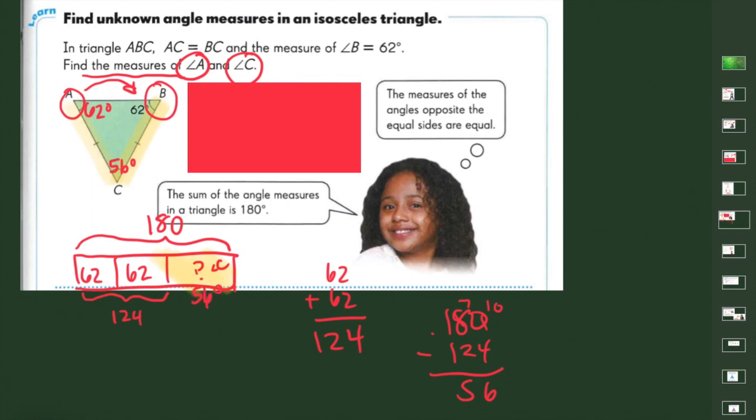Now, we can always check it, right? We could add 62 plus 62 plus 56. And if we were right, our total should be 180. So 6 plus 2 is 8, plus 2 is 10. 6 plus 6 is 12, plus 1 is 13, plus 5 is 18. We were correct.